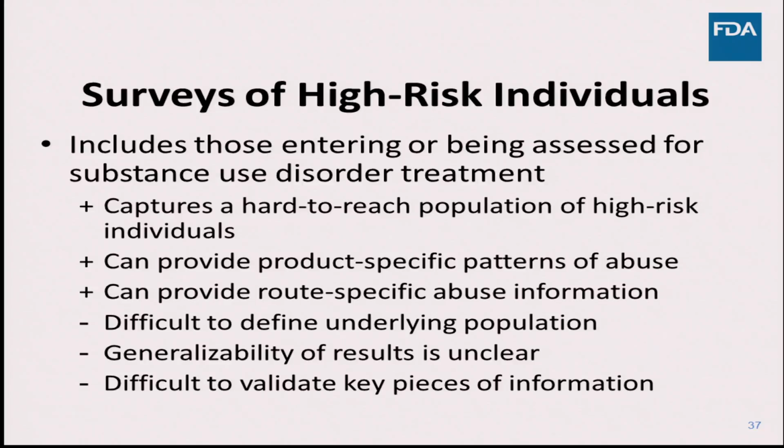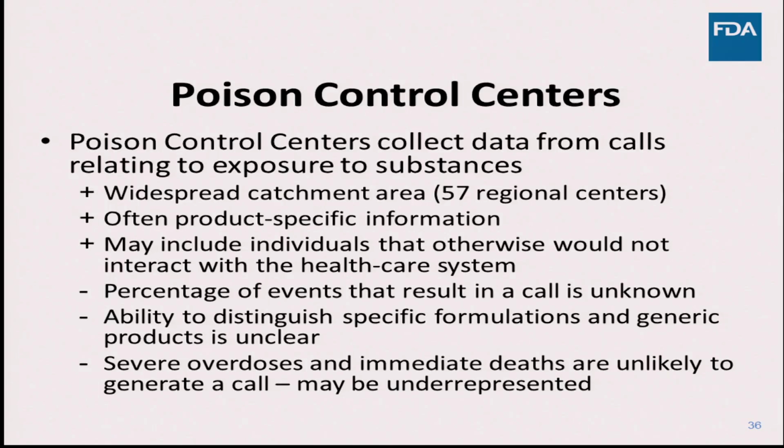So the first one is poison control centers. And these data are based on information collected from calls to poison control centers throughout the United States. There are over 50 such centers, so there's a very broad coverage area. And these data can often provide product-specific information and might include or capture individuals that would not otherwise interact with the healthcare system.